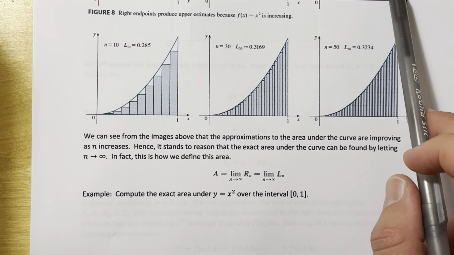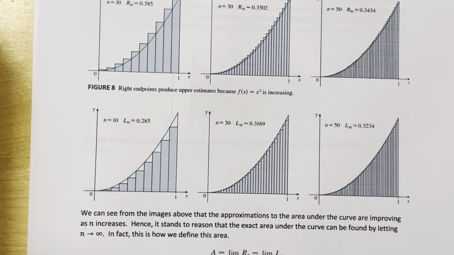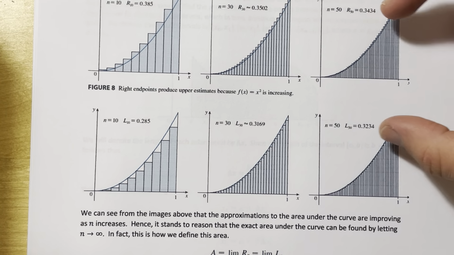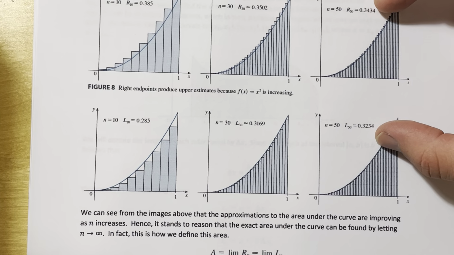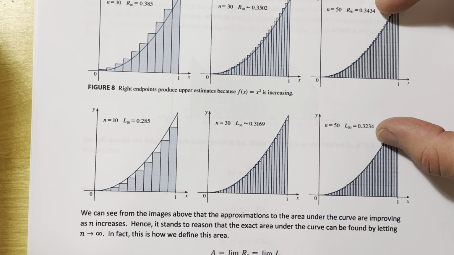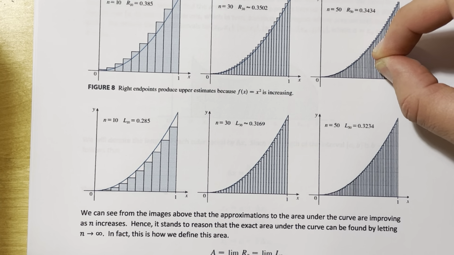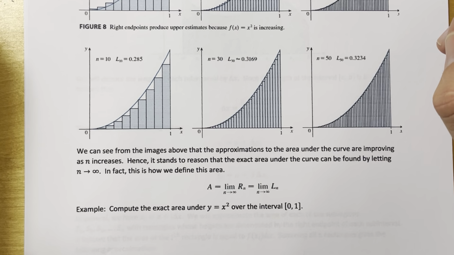Remember, Rn is an overestimate in this case. It's not in every function, but in this case it is. It's an underestimate in this case, but the two numbers appear to be approaching each other. What happens when you take the limit as n goes to infinity is these two numbers squeeze down to one exact number, and that's what this limit is.